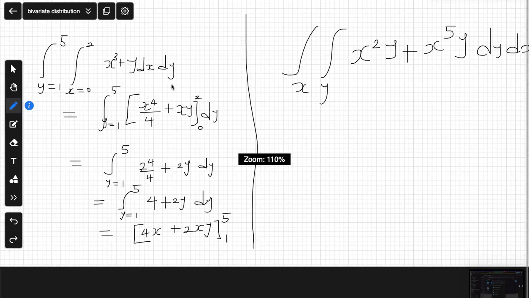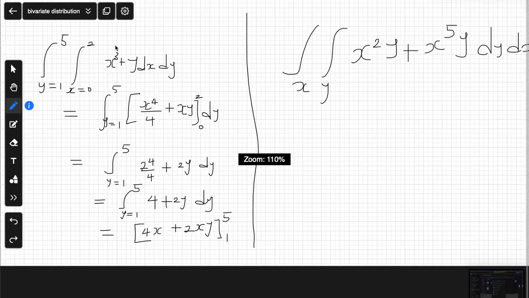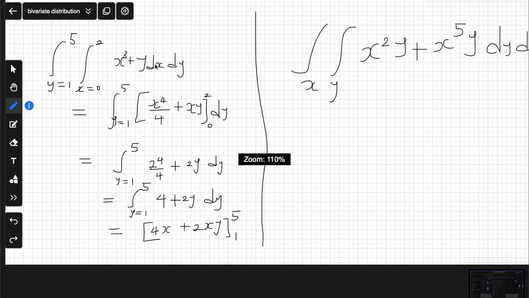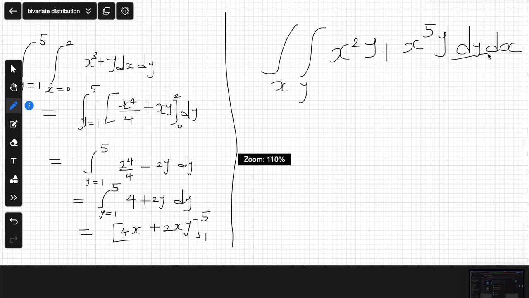That's what I want you to see from everything we've been doing. This y is a constant here because you are integrating with respect to x. Since you are integrating with respect to y, x here is a constant.